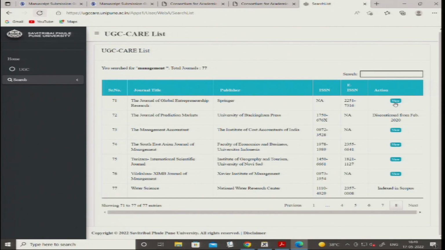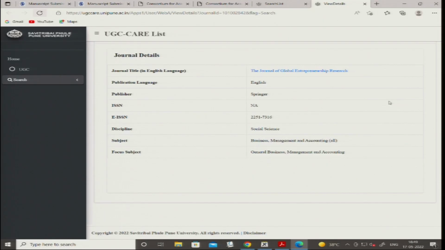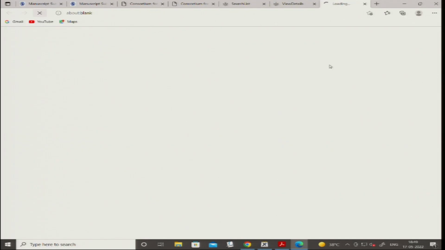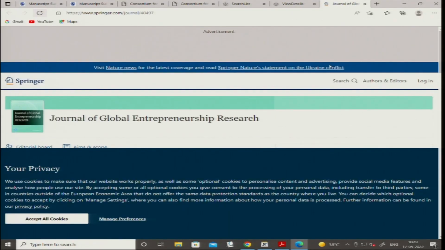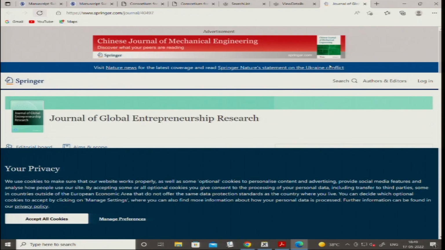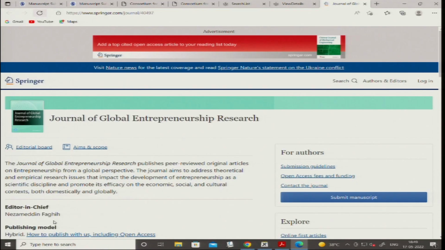And if you view any journal, when you go to the view page, you find all these kinds of things. You find the journal title, publication language, publisher, ISSN number, EISSN number, discipline, subject, and focus subject also. And let me click over here. Now you can go directly to the journal page also. That's a wonderful system developed by the UGC for researchers.